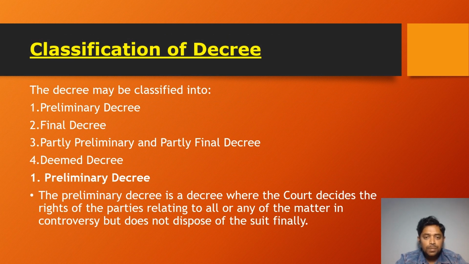Classification of decree. The decree may be classified into preliminary decree, final decree, partly preliminary and partly final decree, and deemed decree. The preliminary decree is a decree where the court decides the rights of the parties relating to all or any of the matters in the controversy but does not dispose of the suit finally.